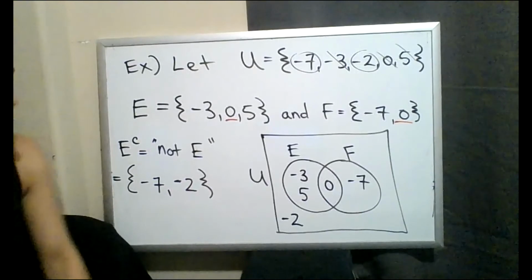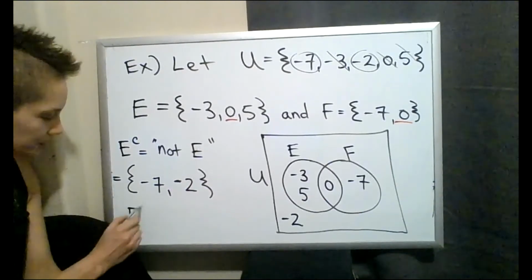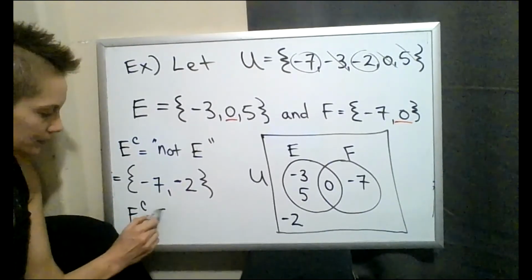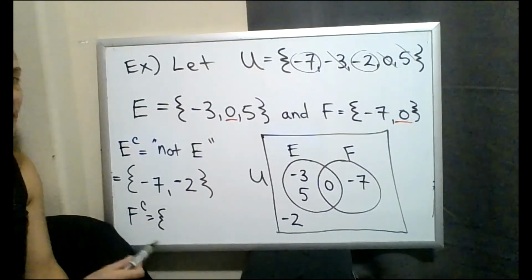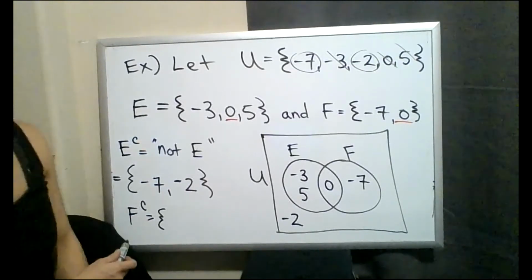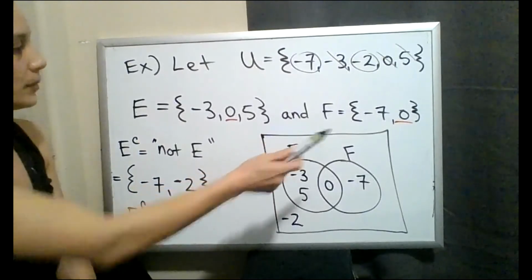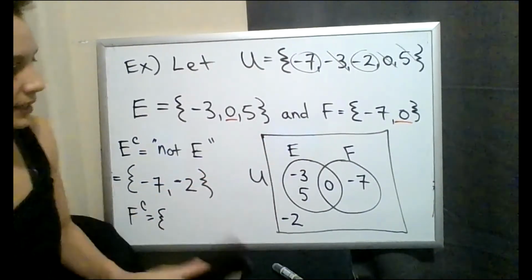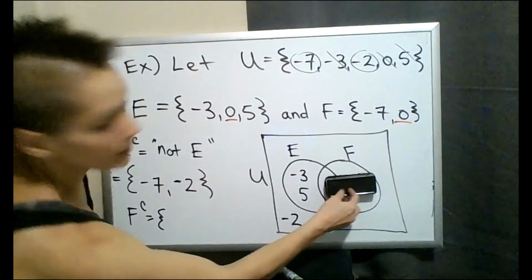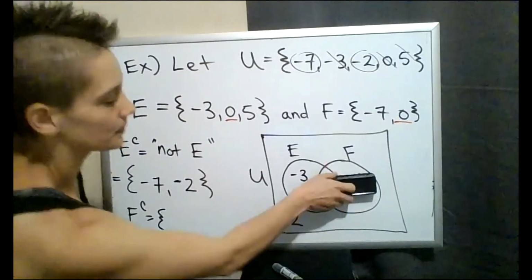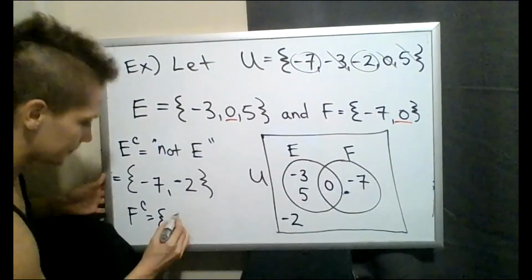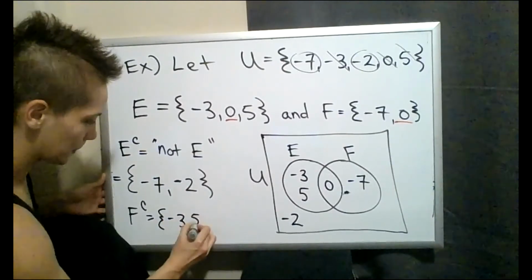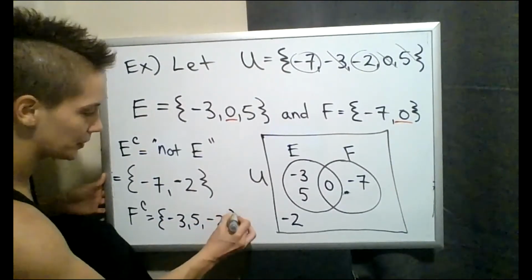We'll stick with complements. Find the complement of F. So all of the elements that are not in F, which means don't use -7 or 0, but you can use -3, 5, and -2. And then you close up the set.